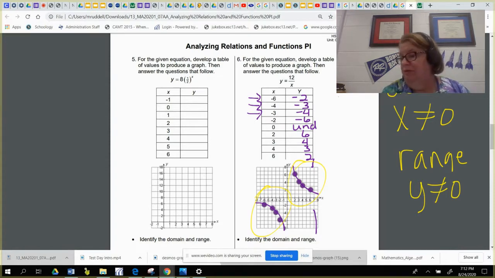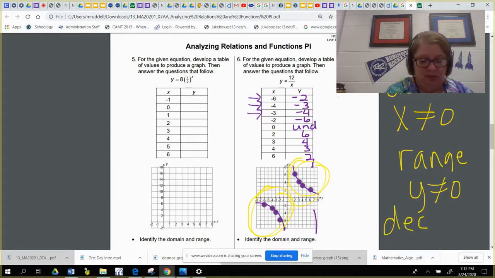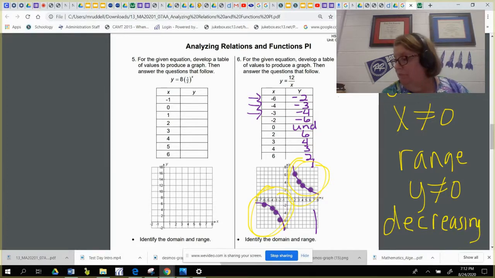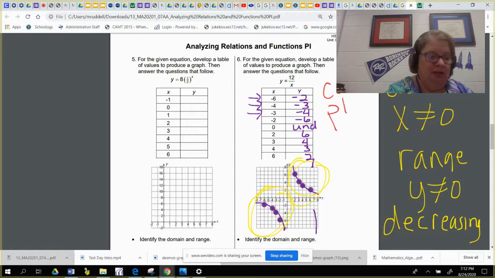Okay. Increasing or decreasing, if you notice, this branch, if you go left to right, is going down. This top branch, if you go from left to right, it's going down. So it's decreasing in both. So you can just put decreasing. Continuous or discrete, because we have an equation, we know to connect the points. So it's continuous because the points are connected.